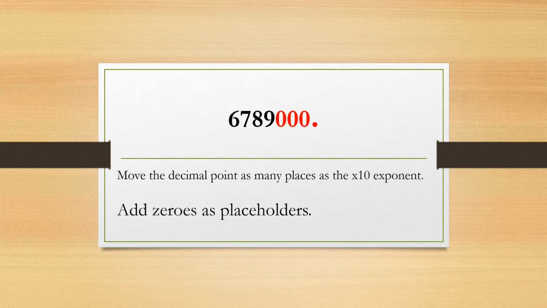So the decimal place was here after the 6, and we had to move it 6 places. 1, 2, 3, 4, 5, 6. And so there's where the new decimal is. And you added these 3 zeros at the end here as placeholders, because when we moved the decimal, we ran out of numbers to move the decimal around.